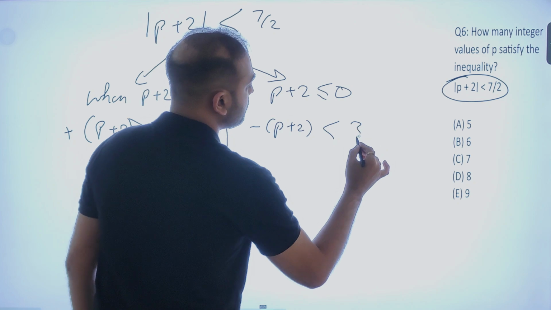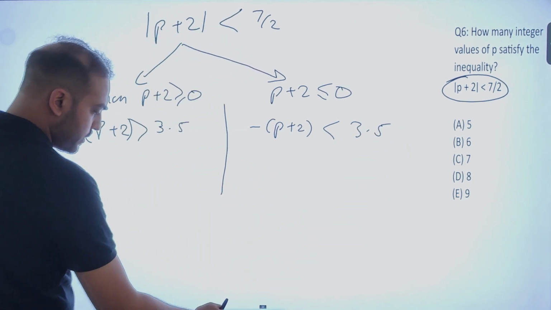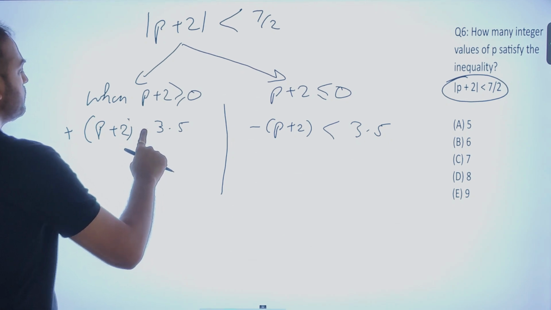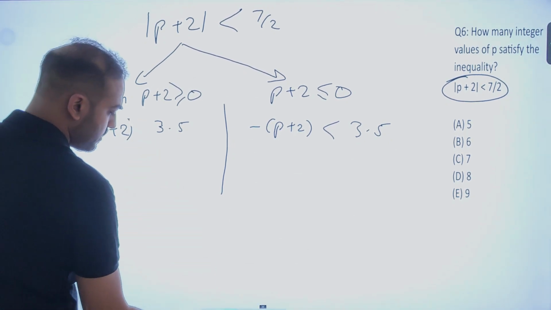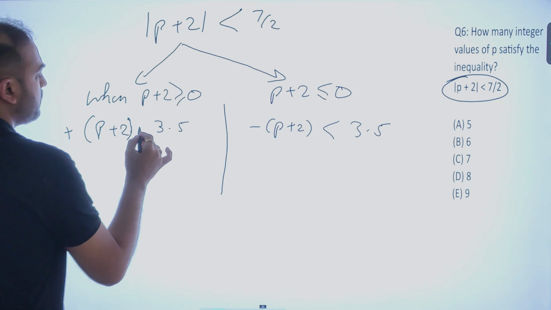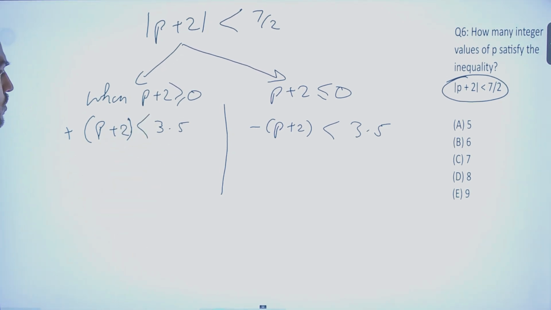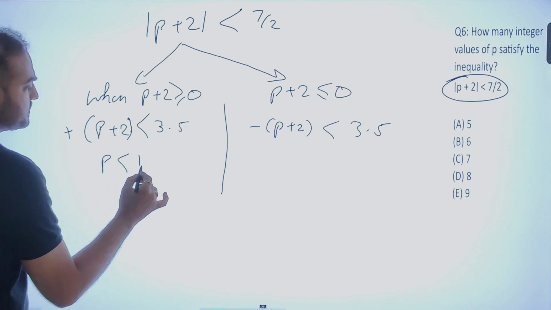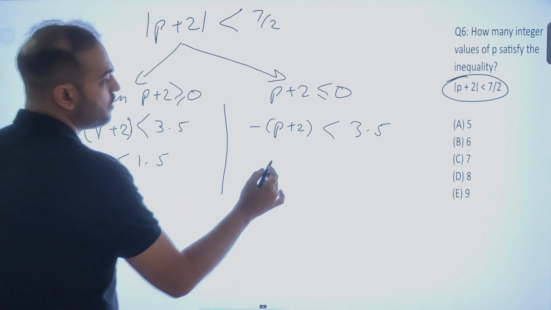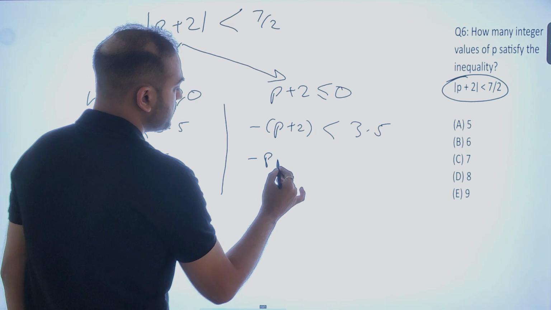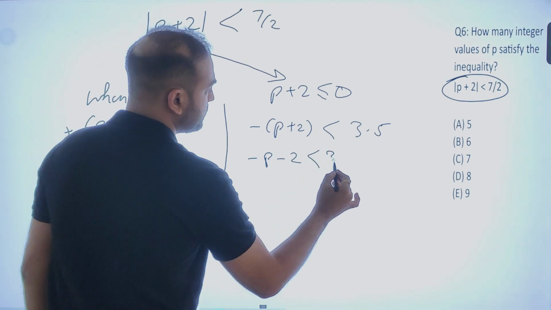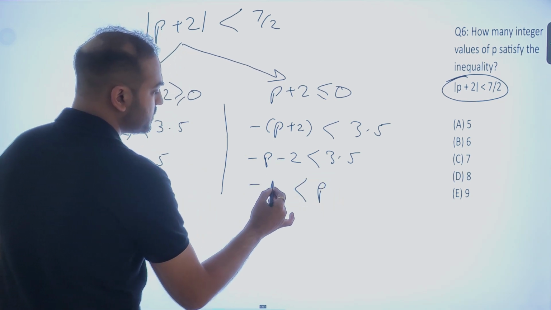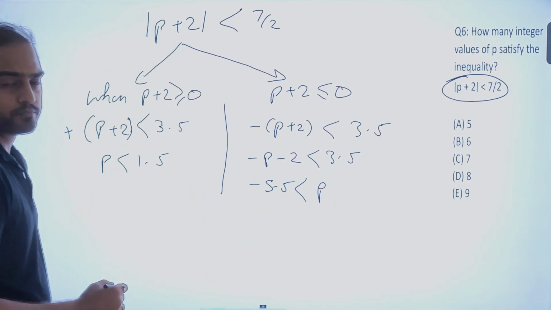okay, 3.5. Okay, I think I made one mistake. Let me just rectify it. Okay, the question has negative sign. So again, if I solve this, p is less than 1.5. Okay, if I solve this, minus p minus 2 is less than 3.5. P goes there, 3.5 comes here, 5.5.